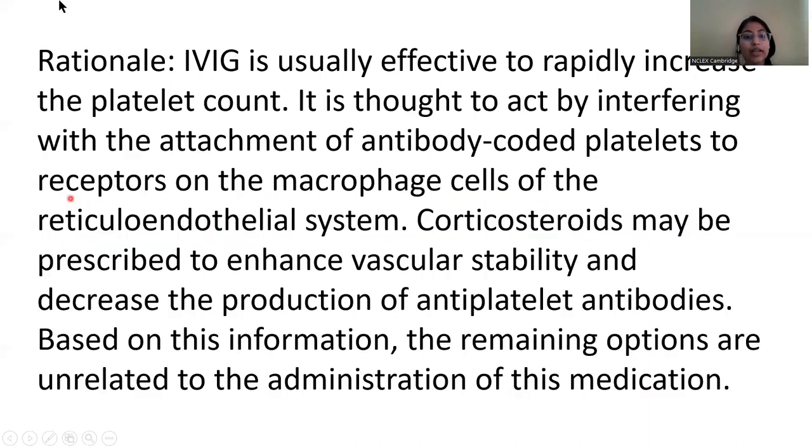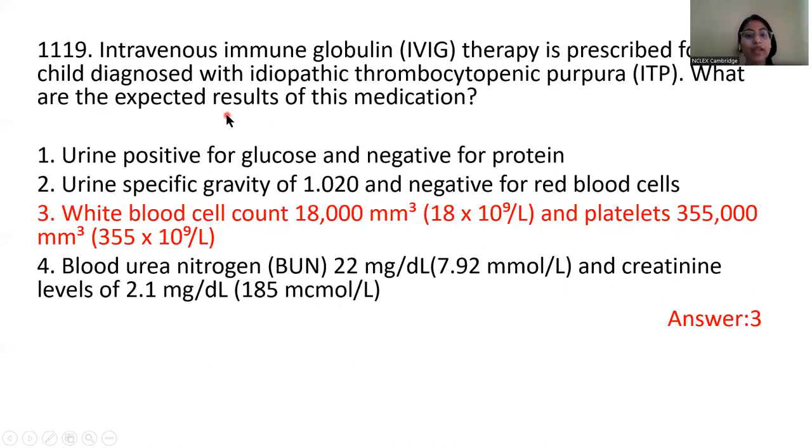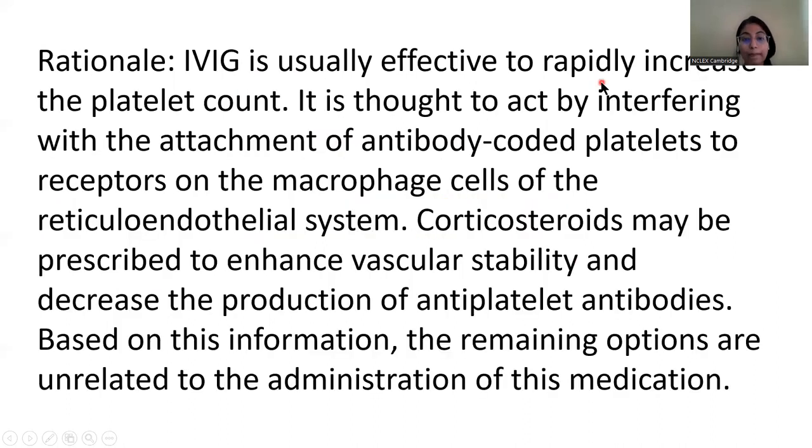Now let's see the rationale. Intravenous immunoglobulin is usually effective to rapidly increase platelet count. So what will intravenous immunoglobulin do? It will increase platelet count. It is thought to act by interfering with the attachment of antibody-coated platelets to the receptor on the macrophage cell of the reticuloendothelial system. So when there is interruption in the attachment of antibody-coated platelets to the macrophage cell, it will lead to an increase in free platelets.